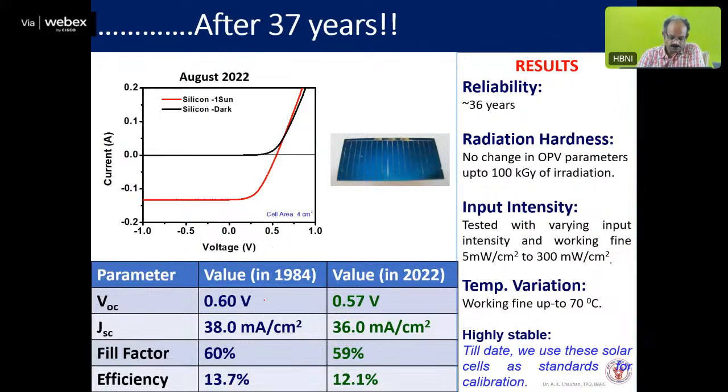So these values are from the technology transfer documents, and these are the values which we measured. We keep on measuring every year, and this is the reading of 2022. So you can see the efficiency is nearly the same, it has not changed. So these have a reliability of nearly 36 years. So the silicon solar cells have a very long life. They are still working. They are radiation hard.